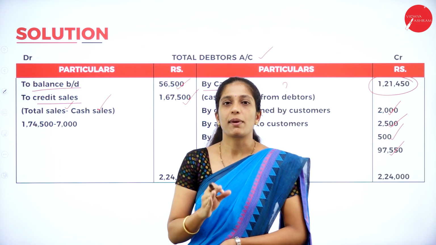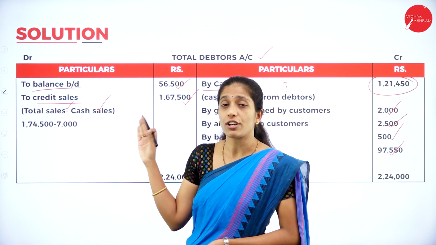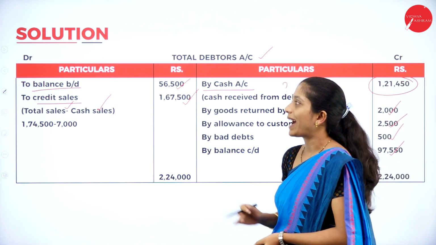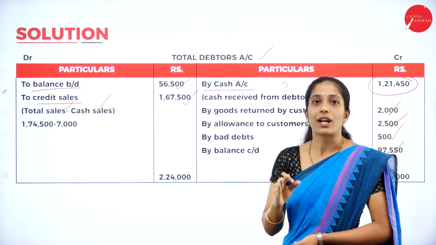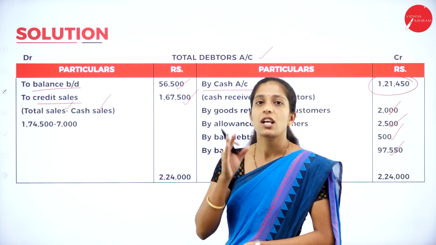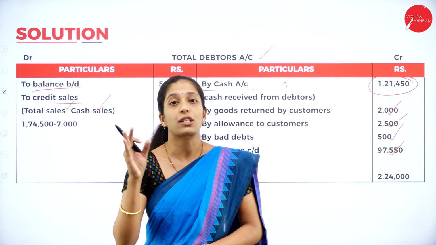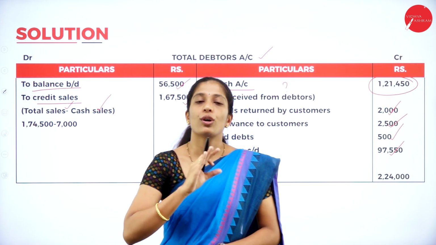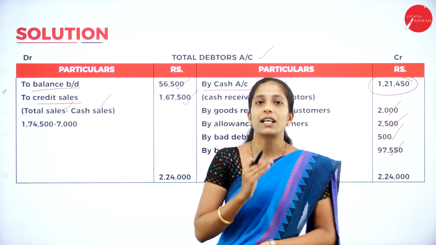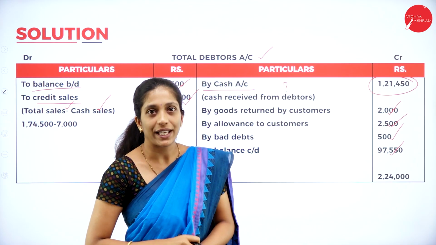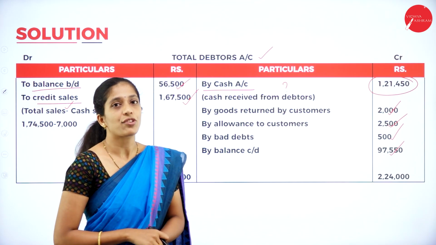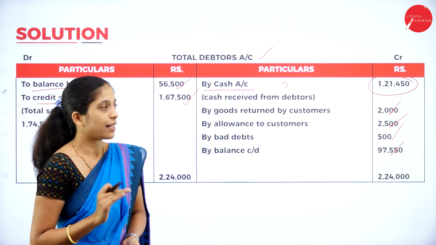Now what you have to remember under the total debtors account: on your debit side you will record the opening balance of debtors as to balance brought down. Next we have to record the credit sales. But in these questions they have not given the credit sales, they have given total sales as well as cash sales. So the difference between these two will be credit sales. Now coming to the credit side, the first item to be recorded is what? Cash received from debtors. But they have not given cash received from debtors, so let it be like that only.